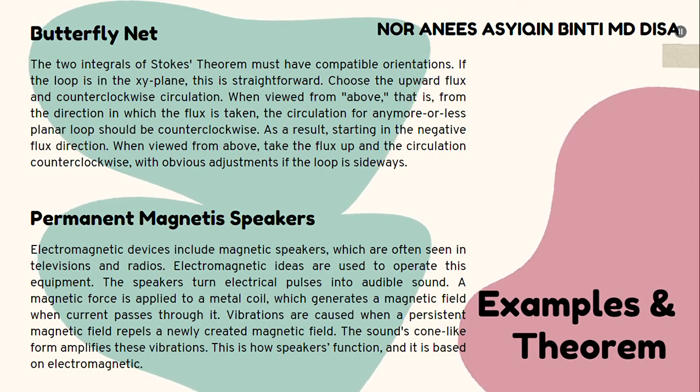A magnetic force is applied to a metal coil, which generates a magnetic field when current passes through it.